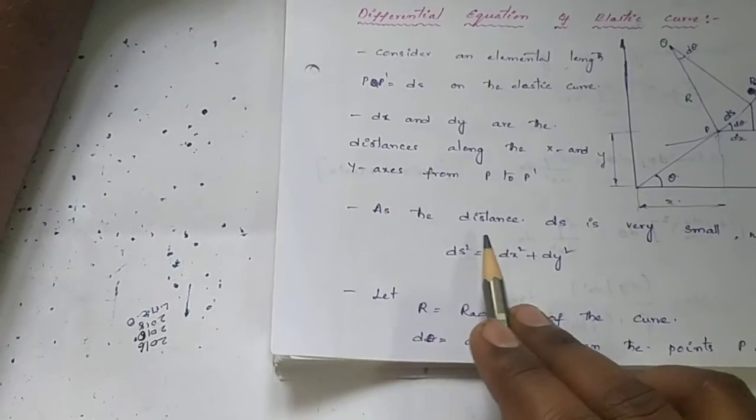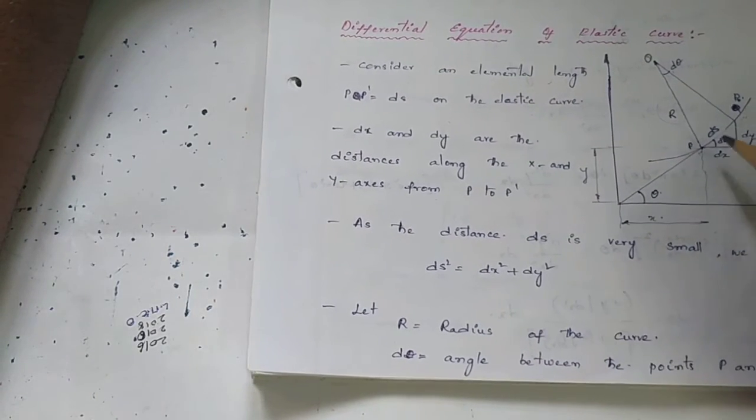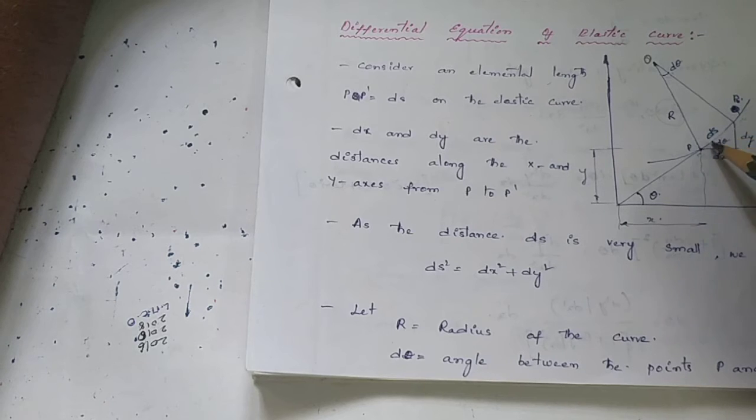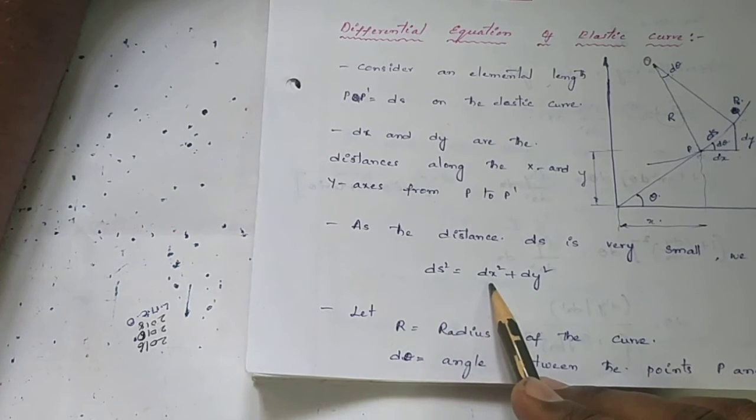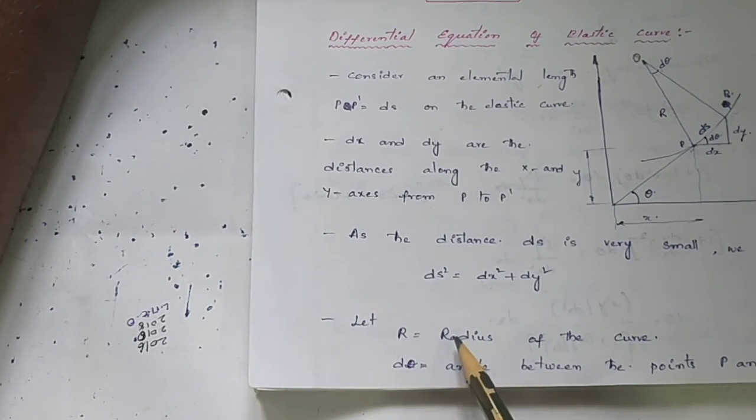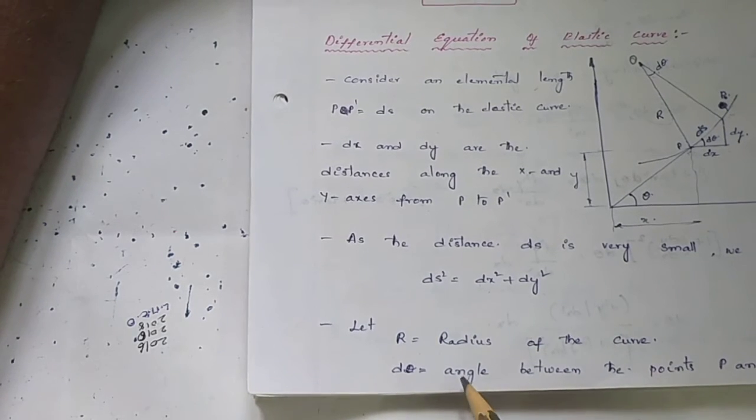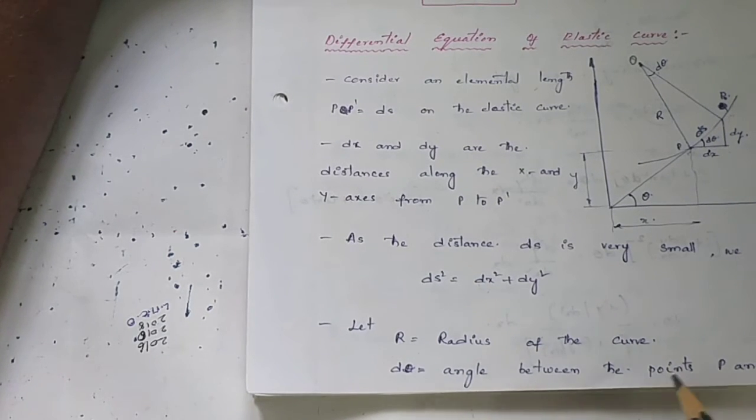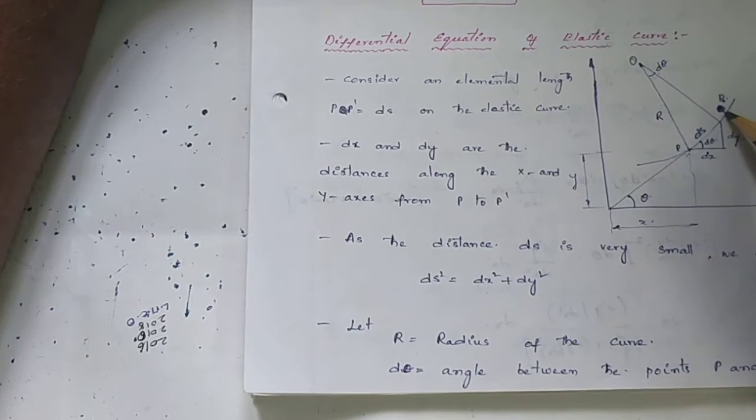Okay, as the distance ds is very small, it can be considered a straight line. From this triangle, ds square is equal to dx square plus dy square. Let r be the radius of the curve, and d theta be the angle between the point P and P dash.